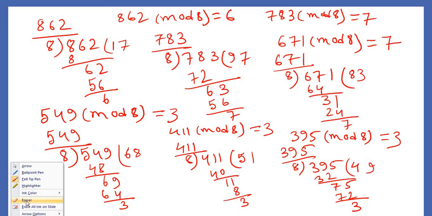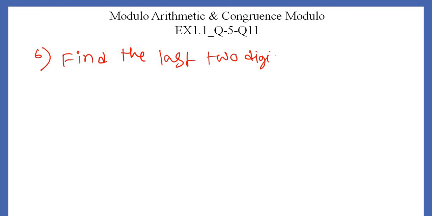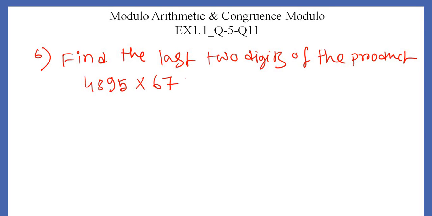Now read question number 6 very carefully. That is a different type of question. You have to find the last 2 digits of the product. Here the question is: find the last 2 digits of the product 4895 into 6789. Now to solve this type of question, I am telling you a trick.